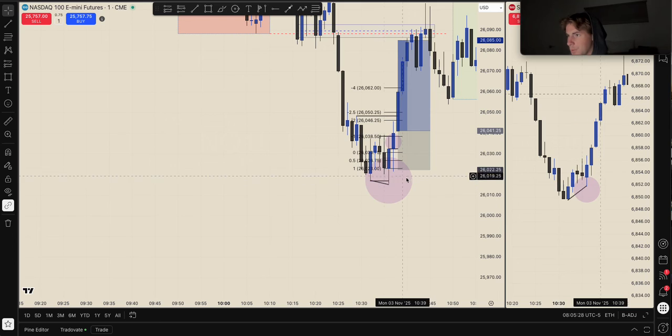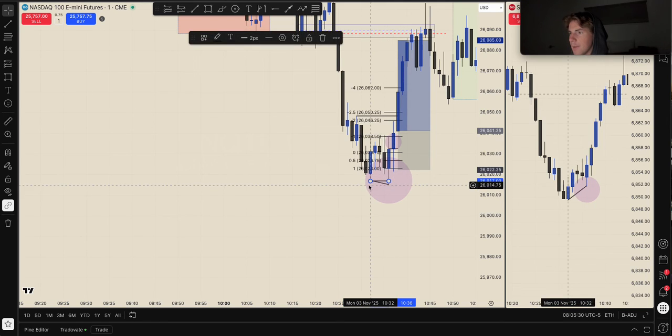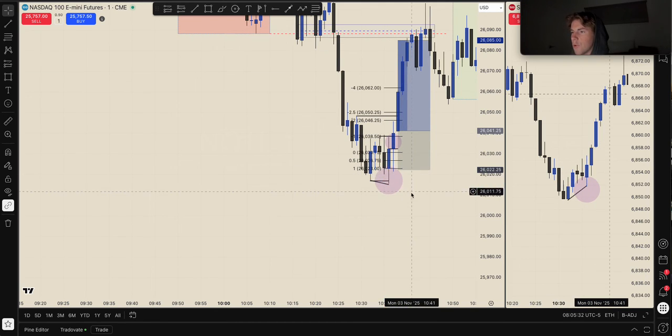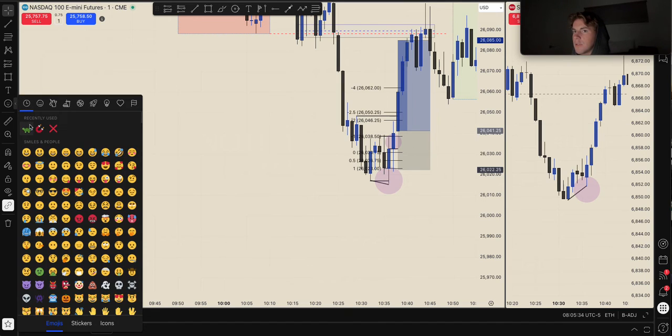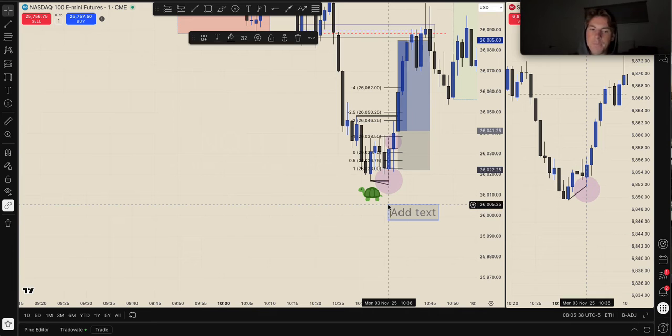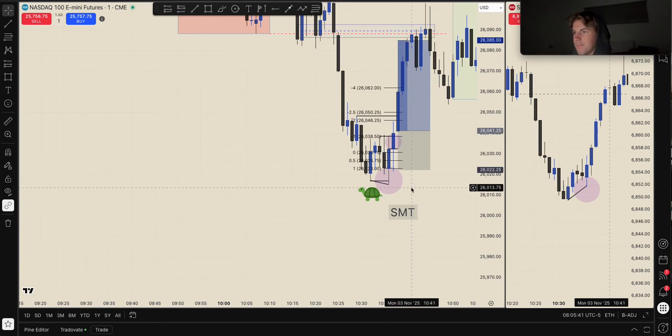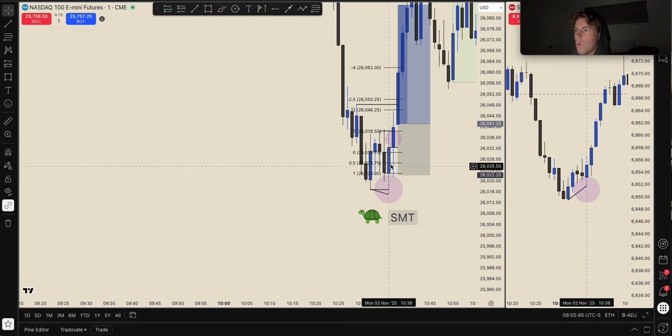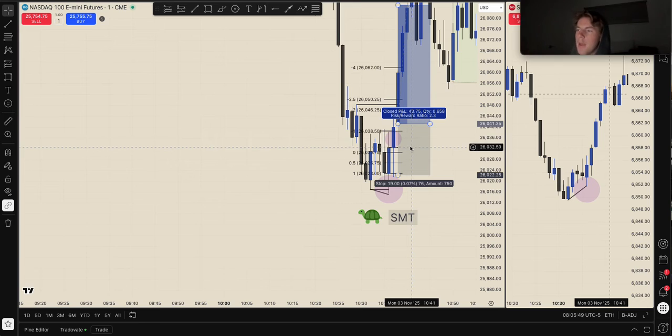You've got your manipulation, which is turtle soup and an SMT. So you got turtle soup and you got SMT. It makes an order block. Wick respects 50% of the order block, closes above. Boom. We can enter it.